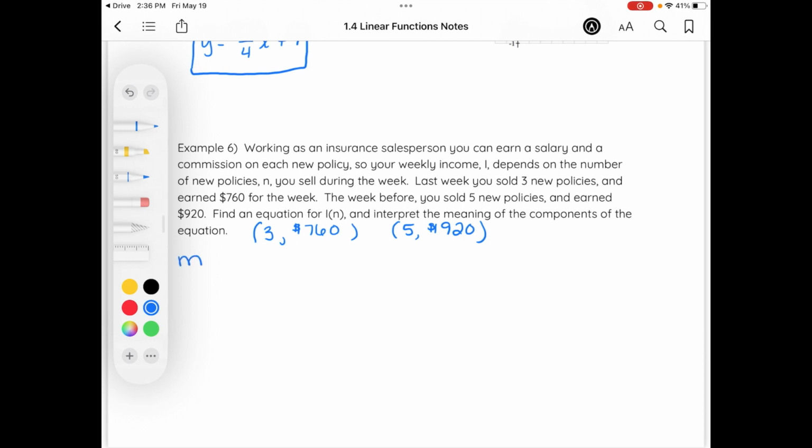So we need our slope, and our slope can be found by the change in our y value. So 920 minus 760 over 5 minus 3. This is 160 over 2, which is $80. So we're earning $80 per new policy. This is the commission that we are earning per policy. As that is our slope, it's dependent upon how many that we sell.